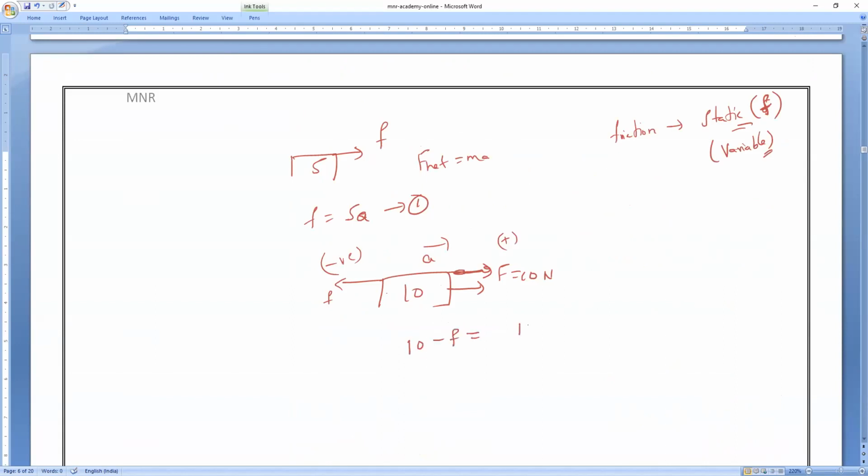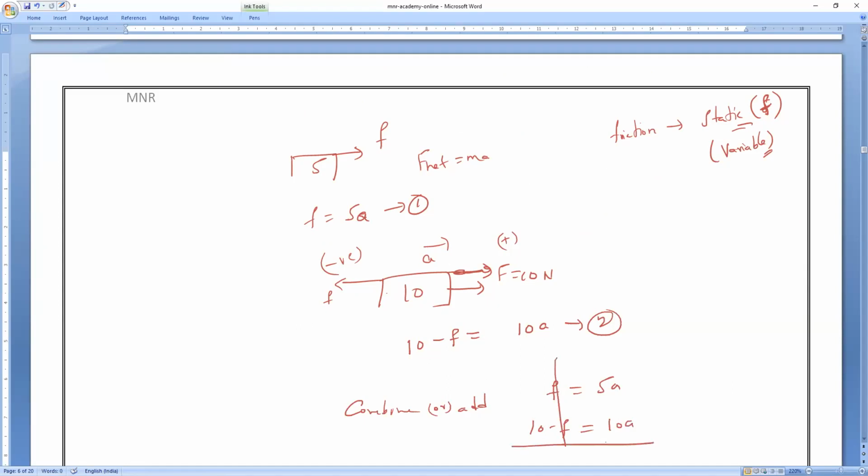10 minus f is equal to 10a. Will you all agree with me, everybody? This is equation 2 and this is equation 1. So combine, or add. If you add both the equations, what will happen? Result, tell me. f is equal to 5a, 10 minus f is equal to 10a.